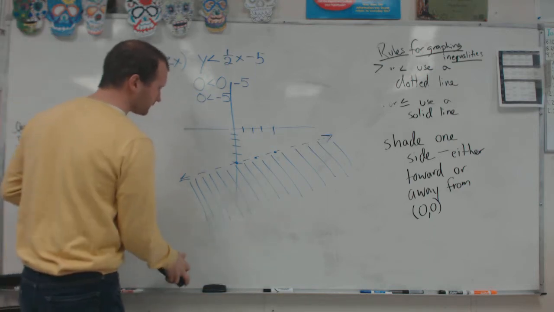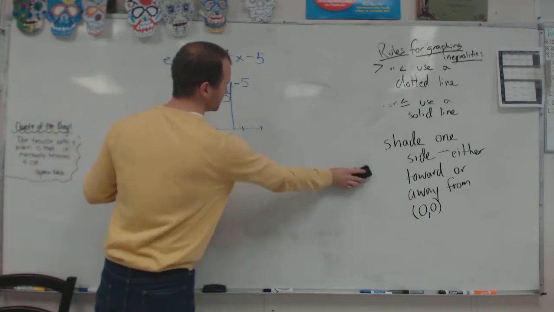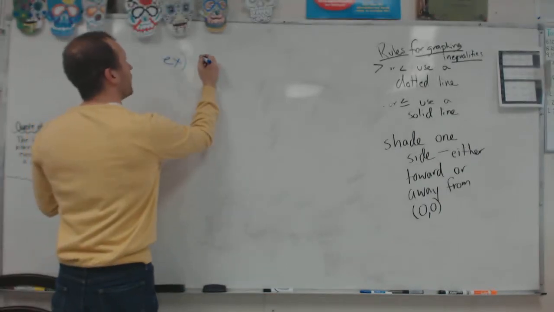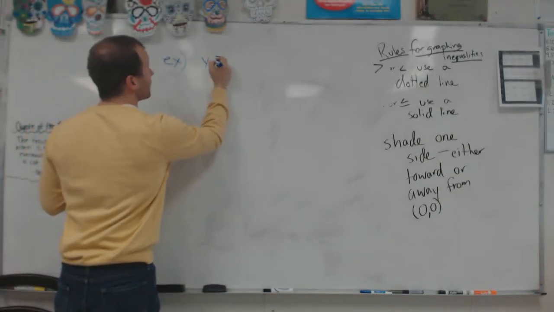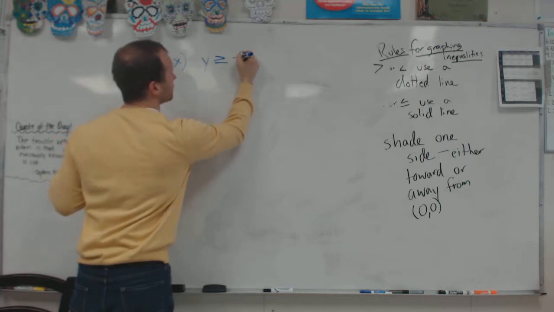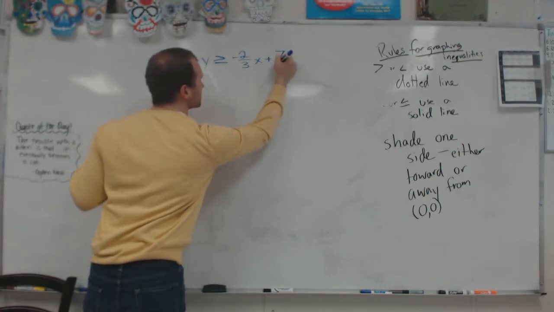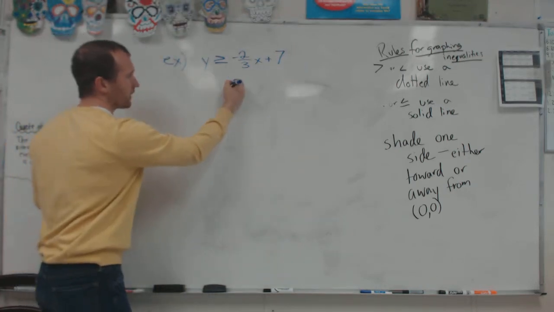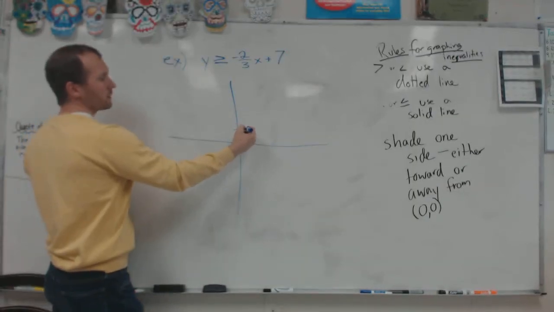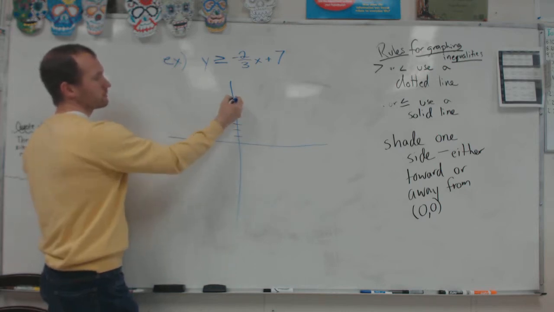Okay, one more example. Y greater than or equal to negative. All right, where do we start? Start with that plus 7 by going up the y-axis 7 spots, then making a dot.